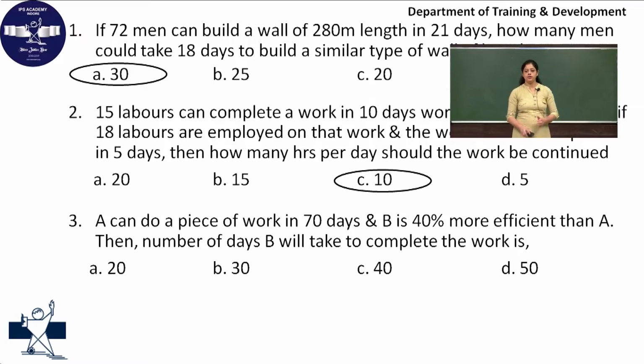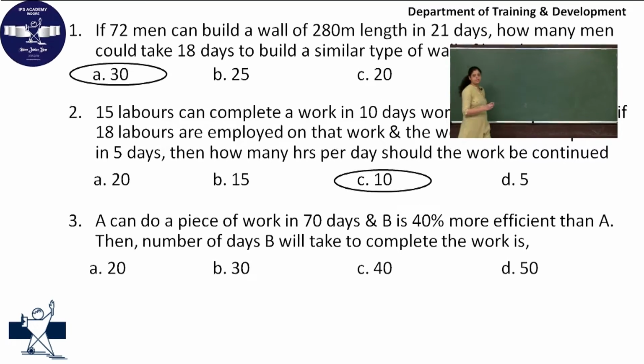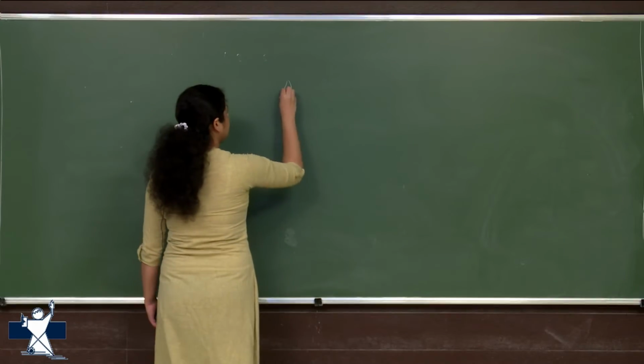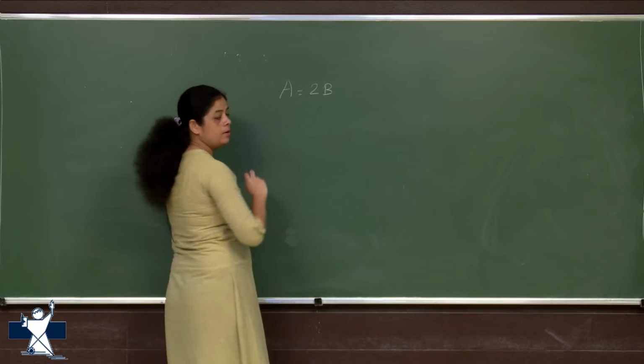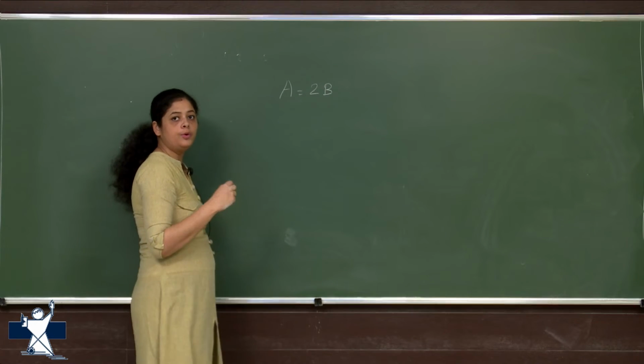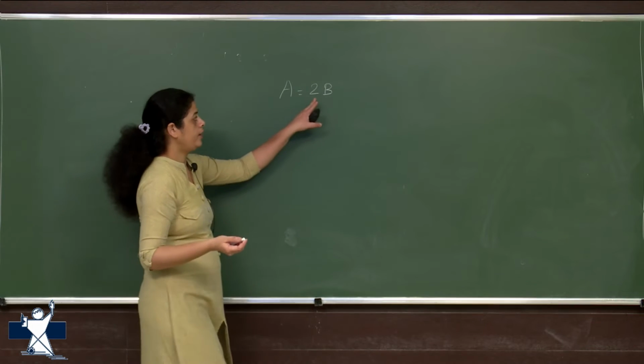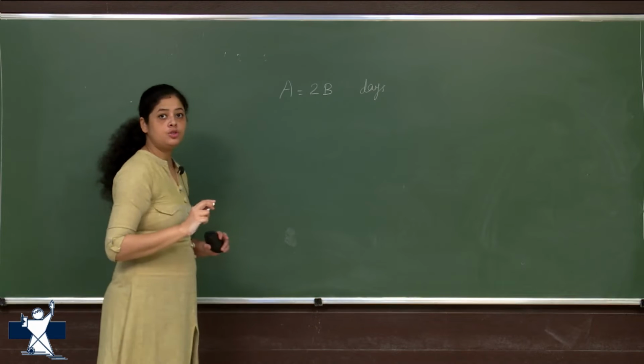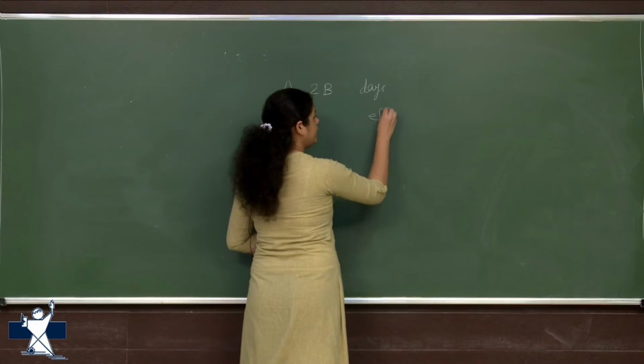Let me tell you one thing here. Where efficiency is given, like 50% more efficient, we have to write it the opposite way. As I told you, I think I missed that thing. When it is given that B is taking twice the days of A, if the efficiency is given in days, we can write directly like this: A is taking twice the days of B. So for days this is correct, but when it comes to efficiency, it is different.